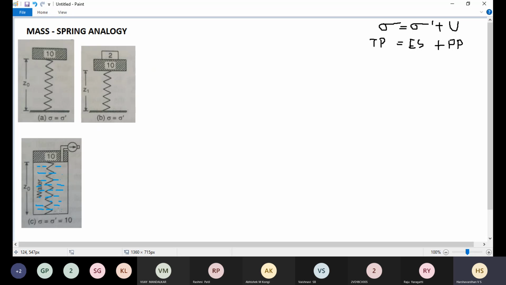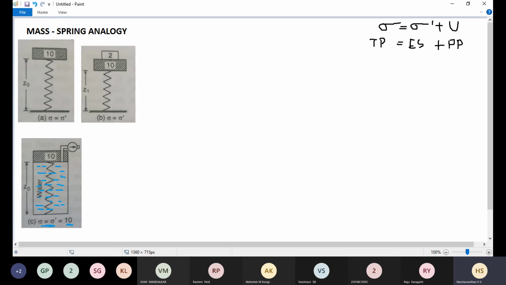Now when it is in equilibrium, the entire stress is carried by the spring. Now let the initial length of the spring be Z0. Sigma dash indicates the stress that is carried by the spring. So the entire 10 units is carried by the spring.